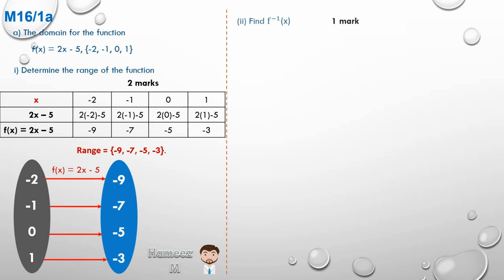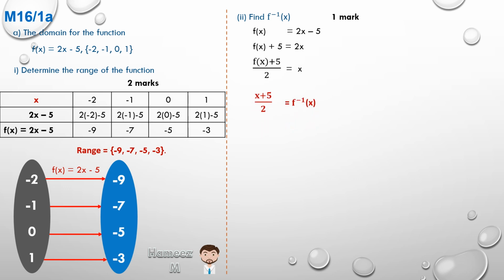Part 2. Find f inverse x. So if f of x is equal to 2x minus 5, let's make x the subject of the formula. So it will be f of x plus 5 is equal to 2x. So x is equal to f of x plus 5 all over 2. And we're going to write it as inverse now. So we change x to f inverse x is equal to, and we change f of x to x plus 5 all over 2.